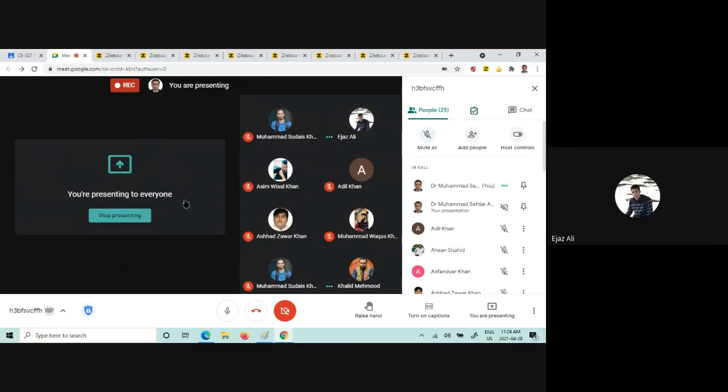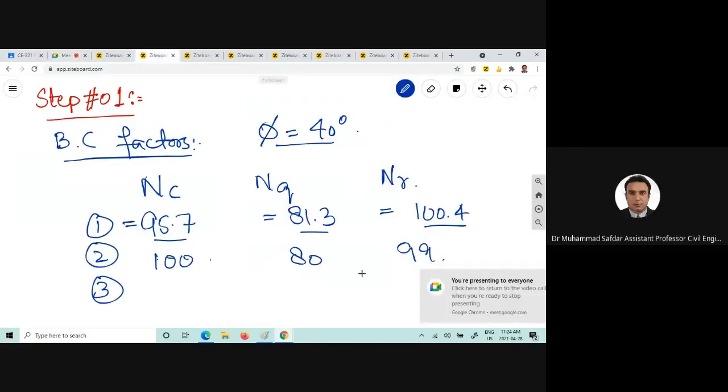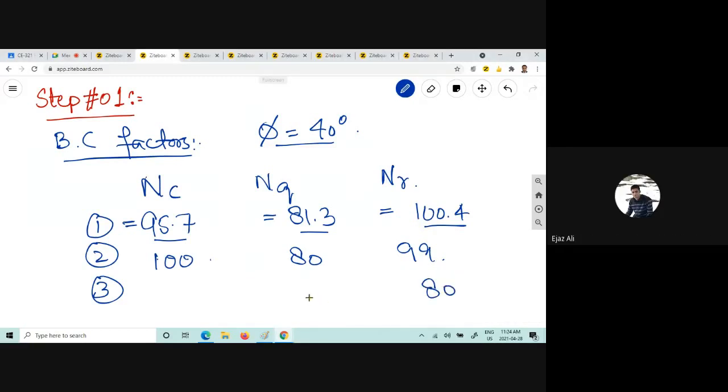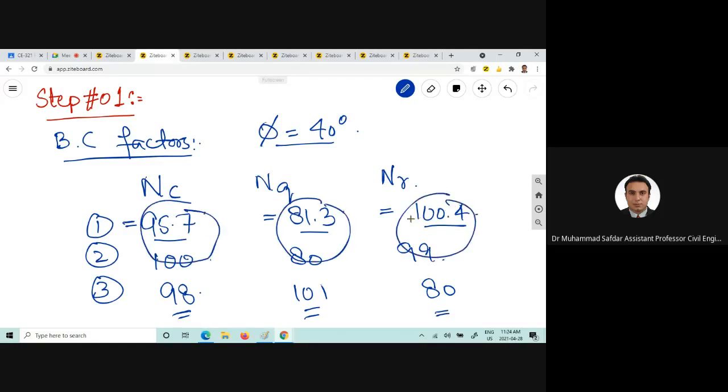Yes, sir. N gamma is equal to 80, NQ is equal to 101, and NC is equal to 98. Okay, so these two values are closer to each other. So a good agreement with the NC value, but a bit of a huge variation or deviation in NQ.